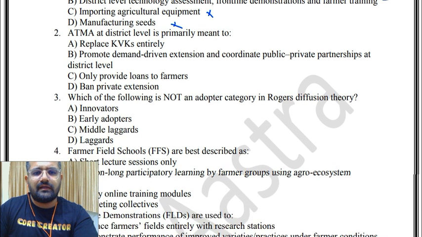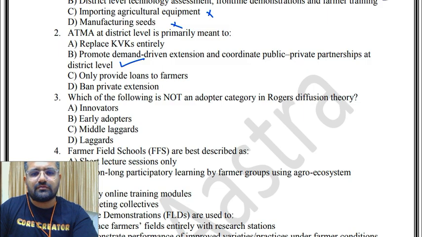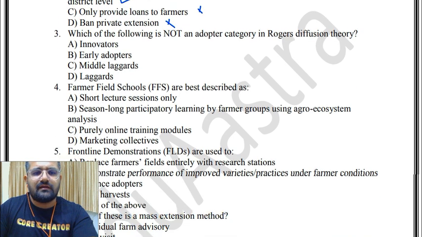Then ATMA at district level is primarily meant to: replace KVKs entirely, promote demand driven extension and coordinate public private partnerships at district level, only provide loans to farmers, or ban private extension. So B is our answer, promote demand driven extension and coordinate public private partnerships at district level.